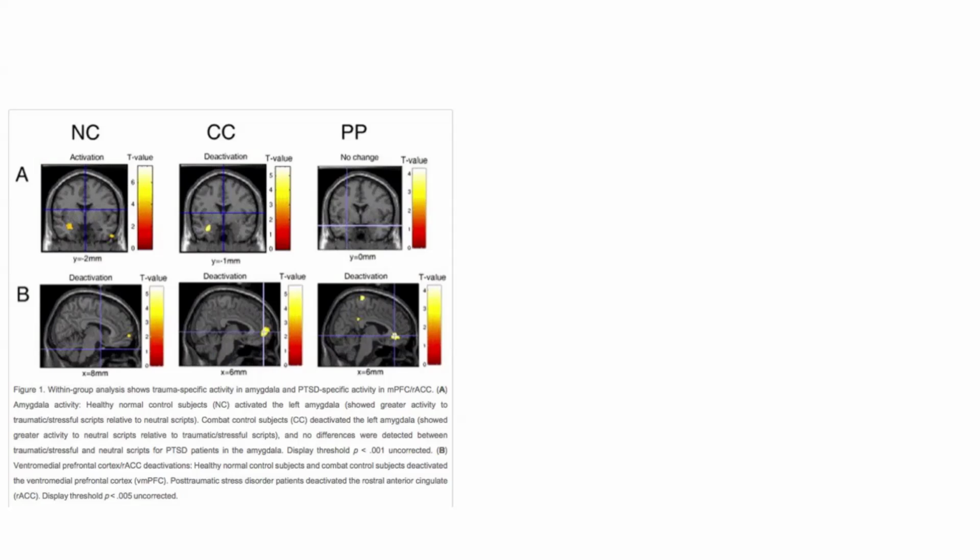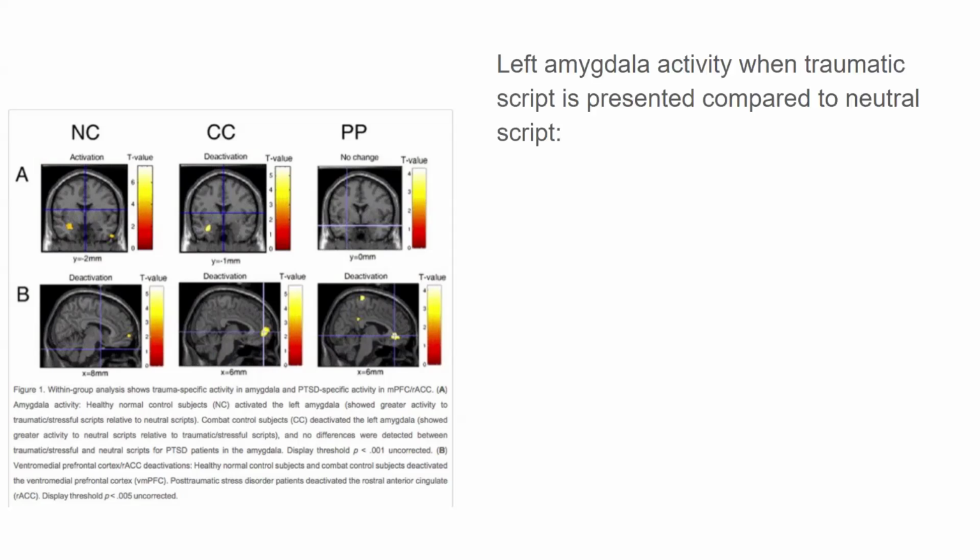And so in normal controls, when they're presented with the traumatic verbal script, they see increased activation of their left amygdala. It's very normal. So this is what we expect to see. Your left amygdala is going to process the traumatic script and tell you, well, something's going on, something bad. But in the combat controls, we see something different. We see a deactivation of the left amygdala when they're presented with the traumatic script.